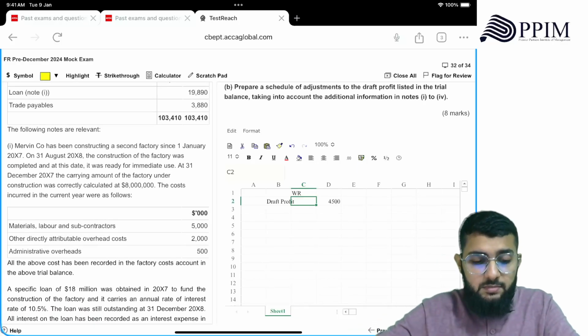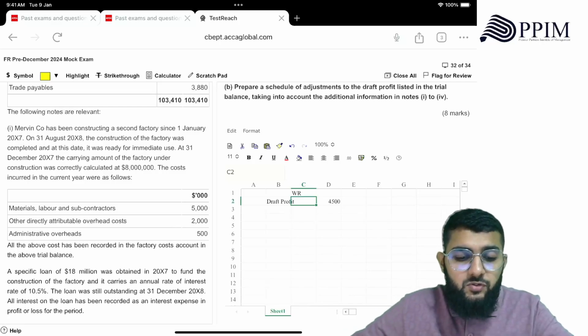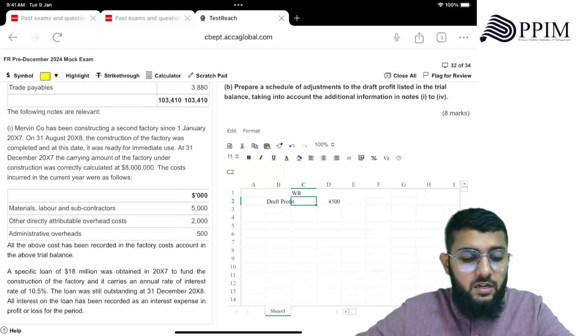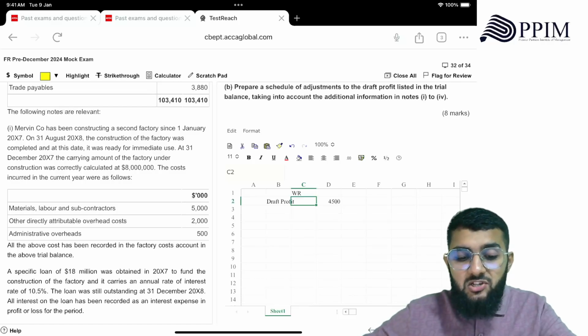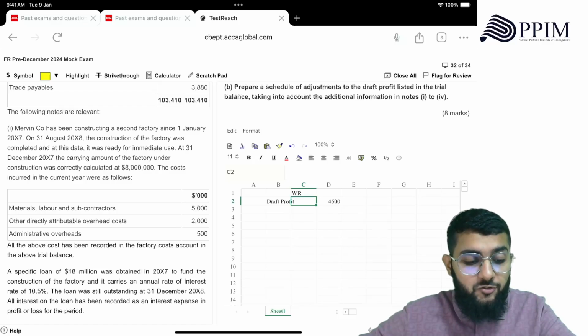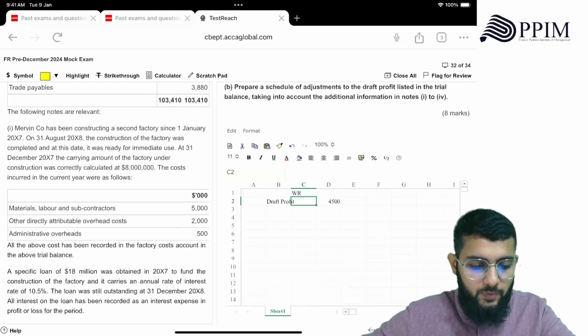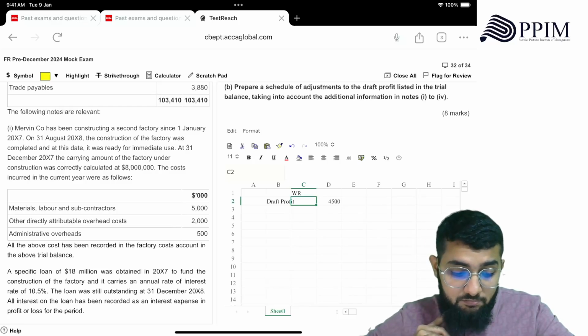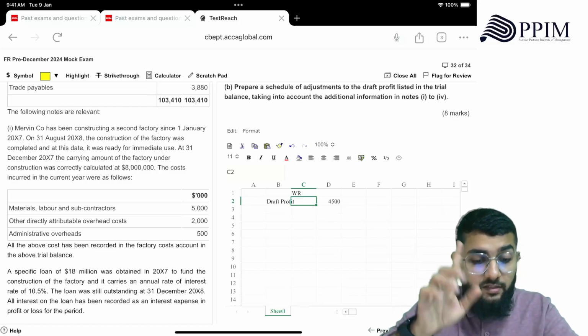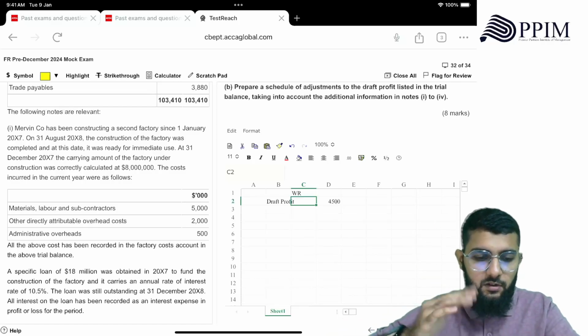Note number 1 says, Mervyn Co. has been constructing a second factory since 1st of January 2007. On 31st August 2008, the construction of the factory was completed, and at this date, it was ready for immediate use. At 31st December 2007, the carrying amount of the factory under construction was correctly calculated at 8 million. The costs incurred in the current year were as follows.